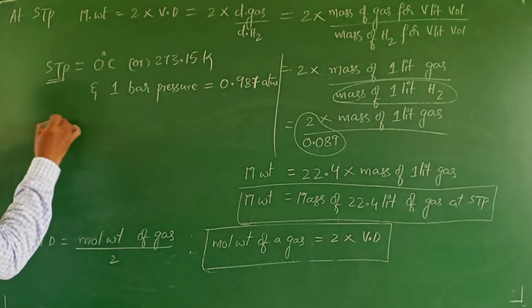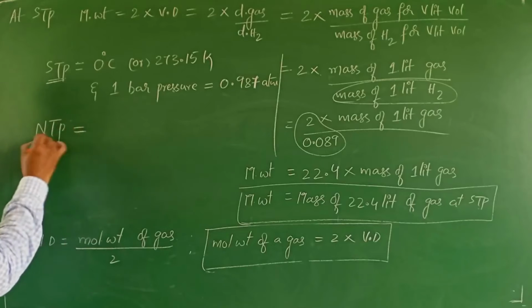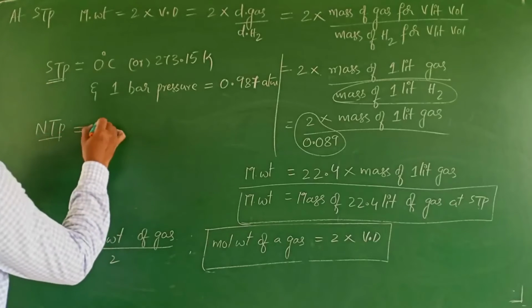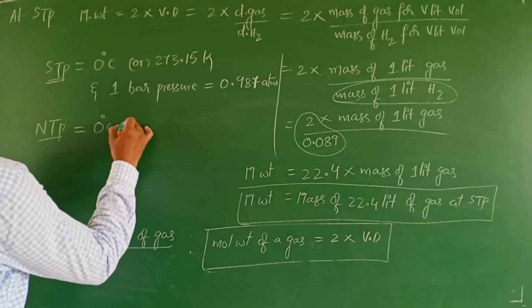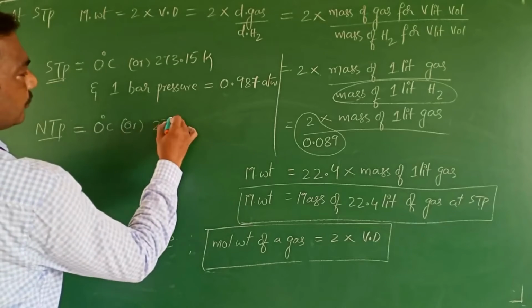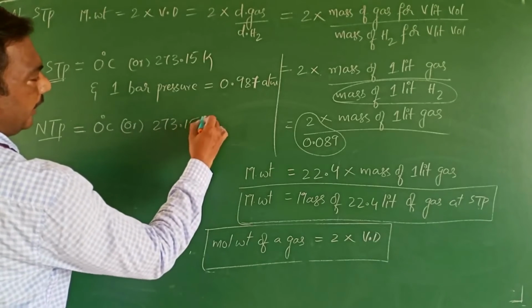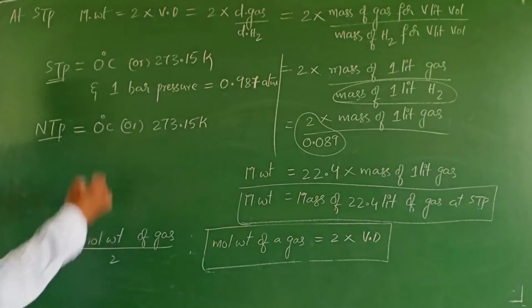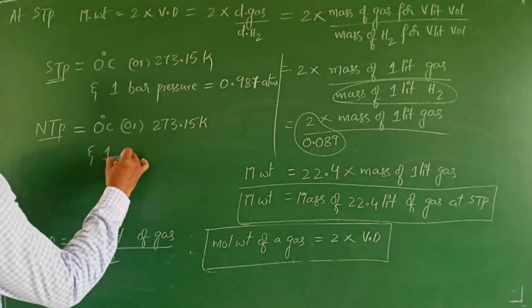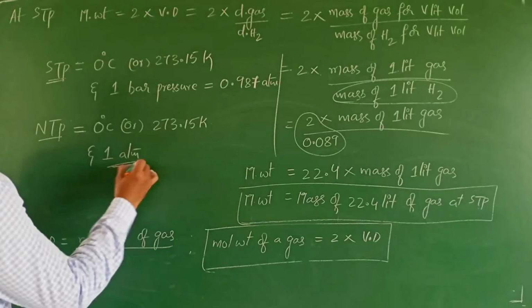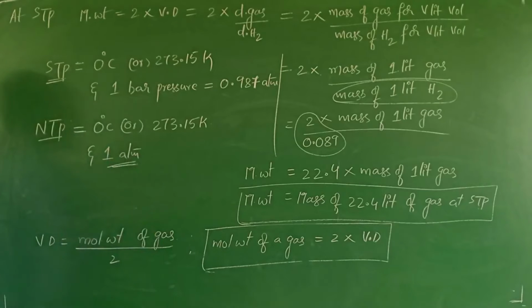Now, come to NTP conditions. What are those NTP conditions? The temperature is 0 degrees Celsius or 273.15 Kelvin, and the pressure is 1 atmosphere. Okay, students, please make a note of this.